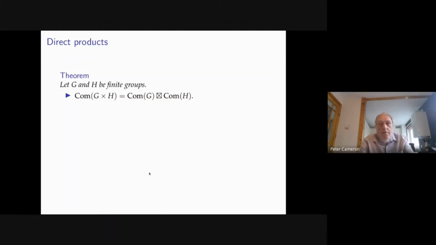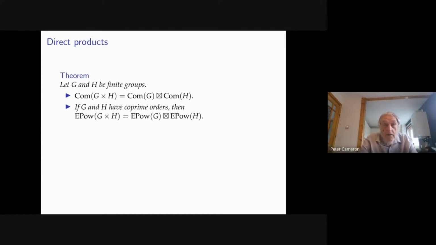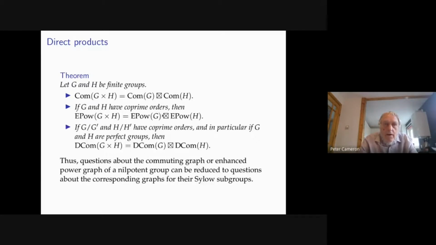The commuting graph of the direct product is the strong product of the commuting graphs. And if G and H have co-prime orders, then the enhanced power graph does the same thing. And if the derived factor groups, G over its derived group and H over its derived group, have co-prime orders, in particular, if G and H are perfect, then the deep commuting graph of the product is the strong product of the deep commuting graphs.